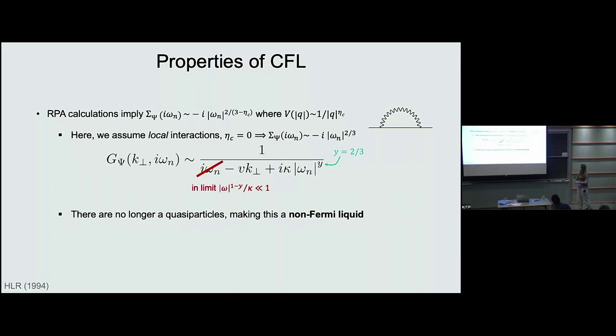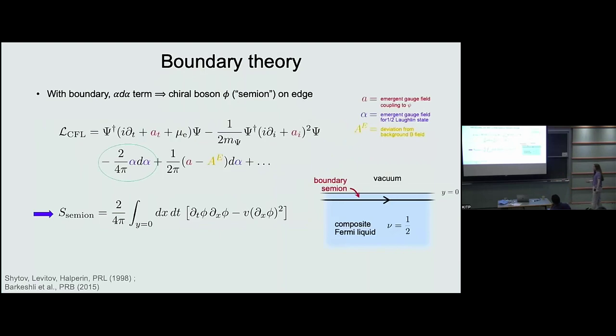Which means that at low energies, this term here is sort of negligible. So you can just drop it out and work with this in the scaling limit. This, of course, also implies that the existence of this self-energy means there are no quasi-particles. This is a non-Fermi liquid state, even though we're still talking about having Fermi surfaces. Okay, to get the boundary theory, this is actually quite important and probably shouldn't be rushed, but here we are.